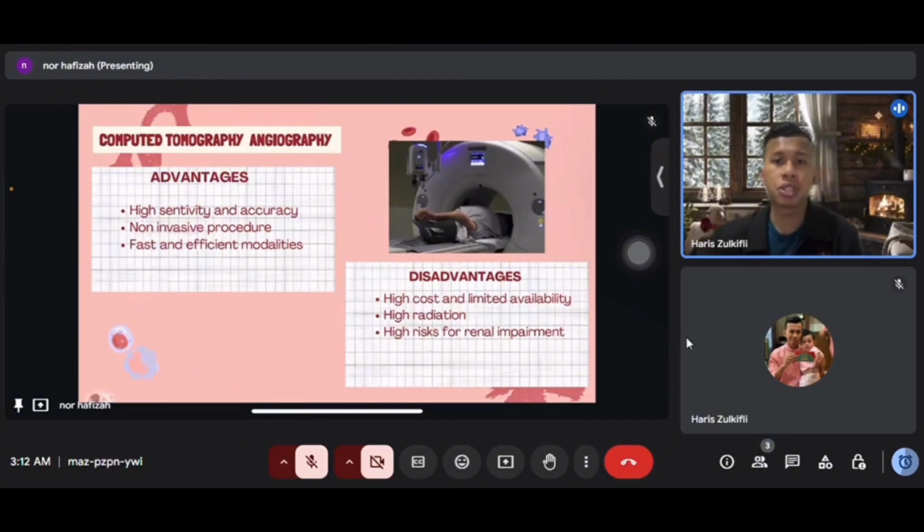Now we'll talk about the computed tomography angiography. The advantages of using this machine are that it has high sensitivity and accuracy, and it is a non-invasive procedure. It is also a fast and efficient modality. For disadvantages, it has a high cost and limited availability, high radiation, and a high risk for renal impairment. Renal impairment refers to the condition where the kidneys are not functioning properly, resulting in reduced ability to filter waste and maintain fluid and electrolyte balance. It can range from mild dysfunction to severe kidney failure.